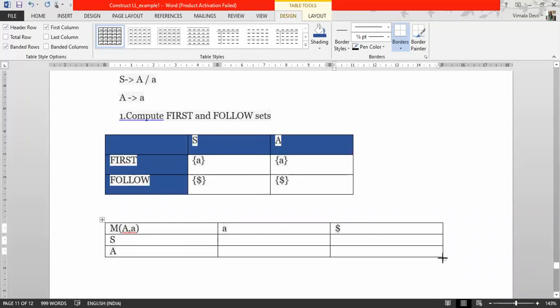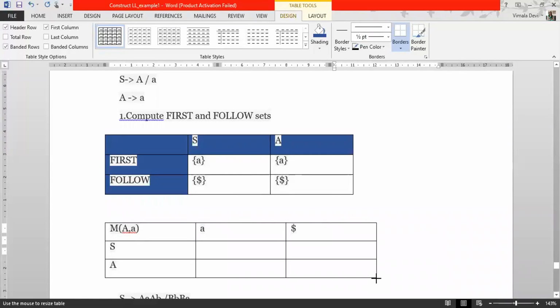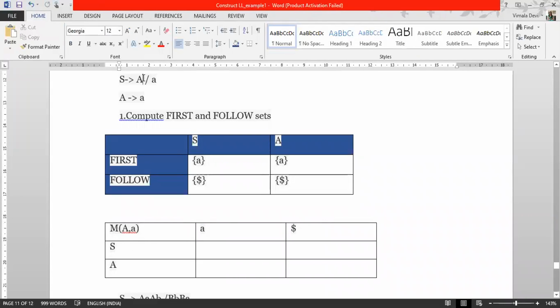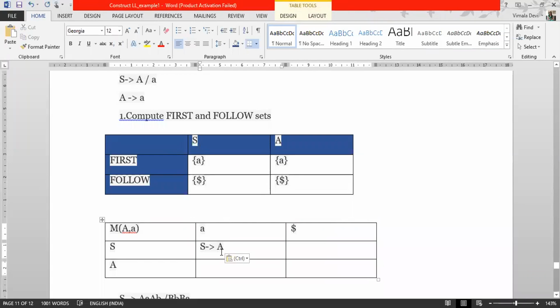So this is the parsing table we have, right? Now consider the rules one by one. S derives A. Where do you fill this rule? At the first of S, isn't it? So S comma A must contain the rule S derives A.